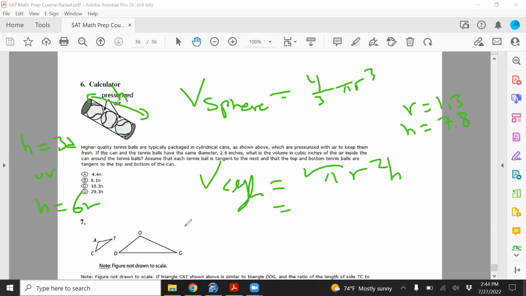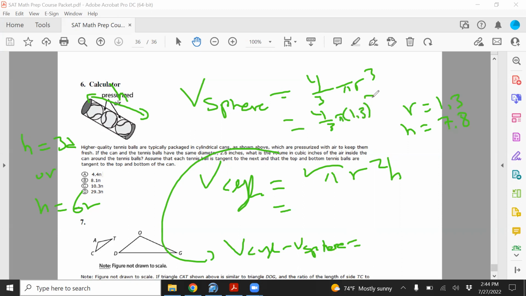And you have to take a difference because they're asking for the air inside the can around the tennis balls. So that volume is going to be the volume of the cylinder minus the volume of the sphere. So it's going to be, let's see here. And I will need a calculator myself, so I'll get the desk here.